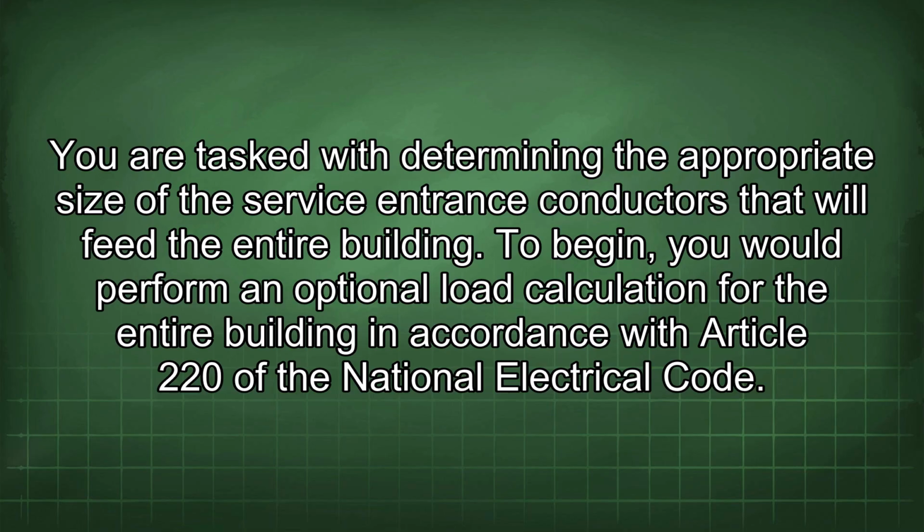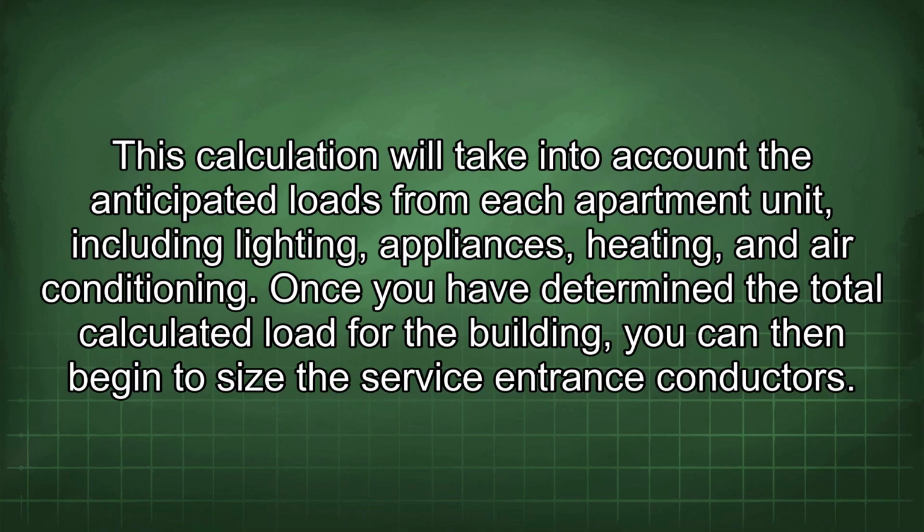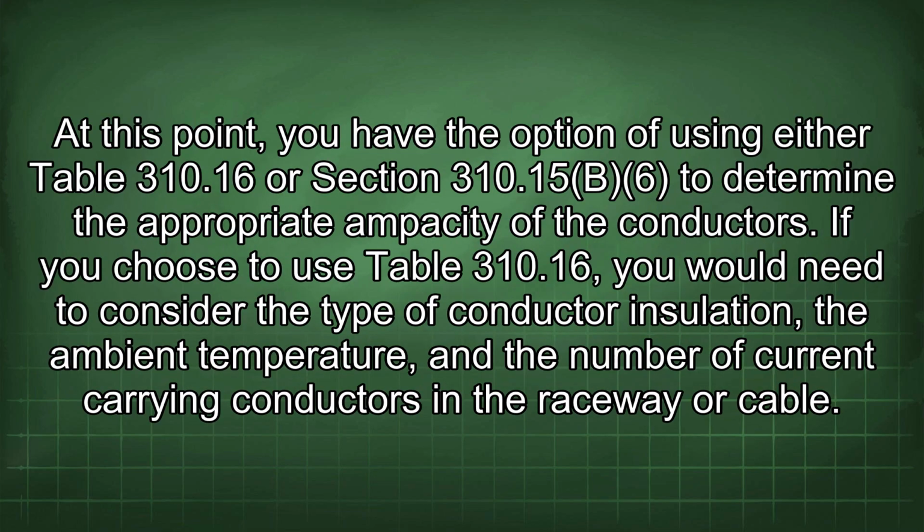To begin, you would perform an optional load calculation for the entire building in accordance with Article 220 of the National Electrical Code. This calculation will take into account the anticipated loads from each apartment unit, including lighting, appliances, heating, and air conditioning. Once you have determined the total calculated load for the building, you can then begin to size the service entrance conductors. At this point, you have the option of using either Table 310.16 or Section 310.15(B)(6) to determine the appropriate ampacity of the conductors.